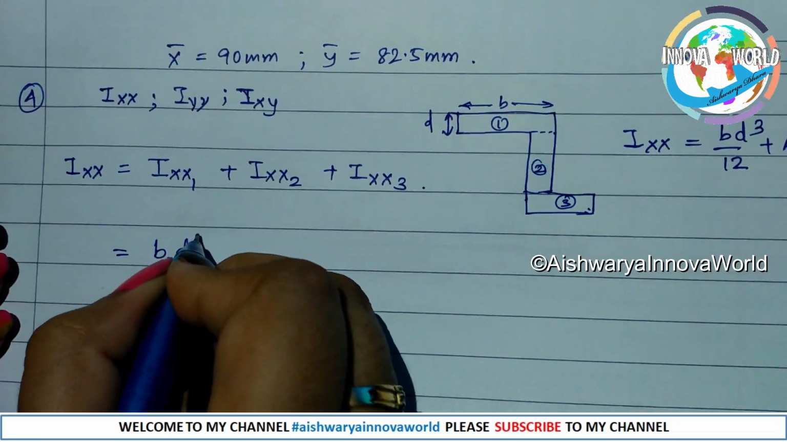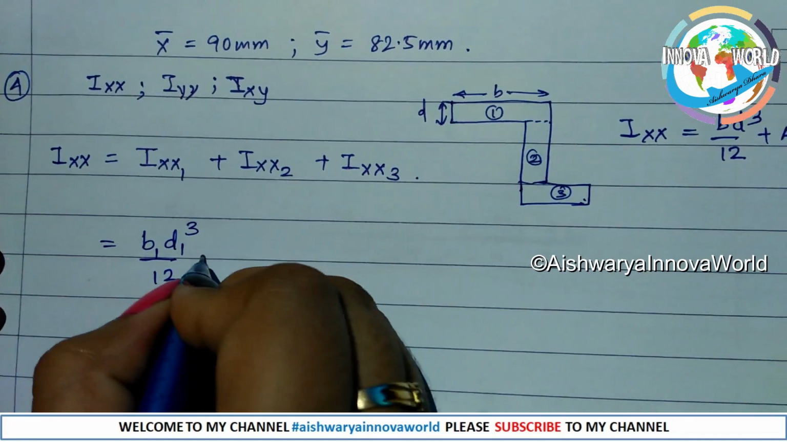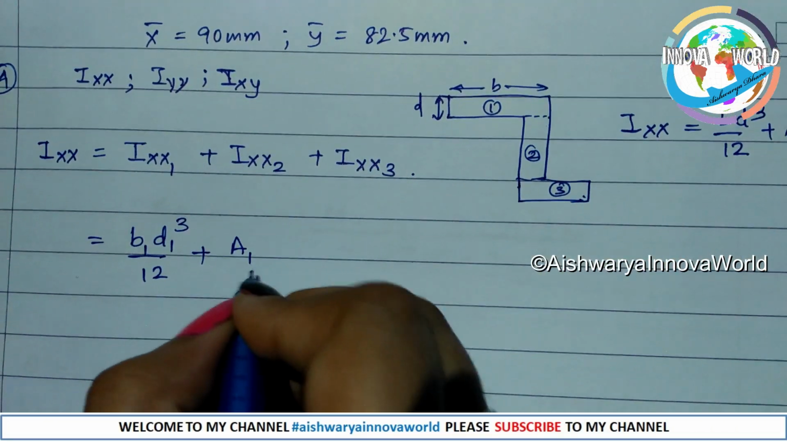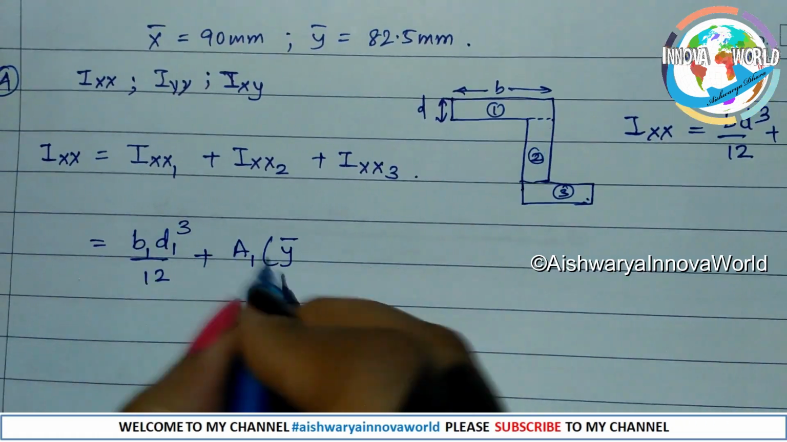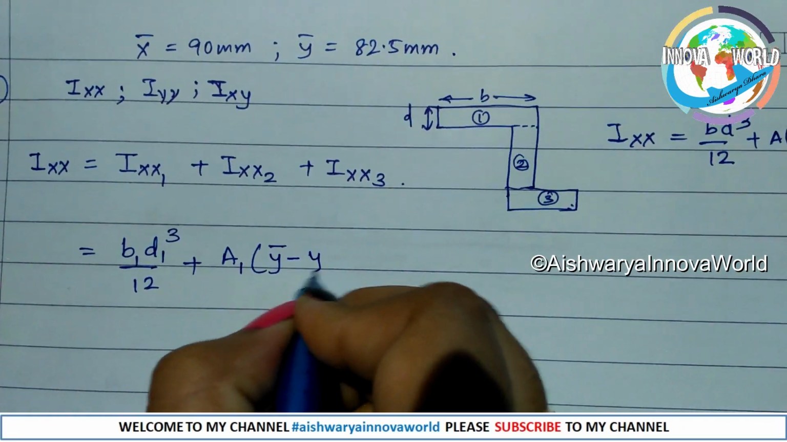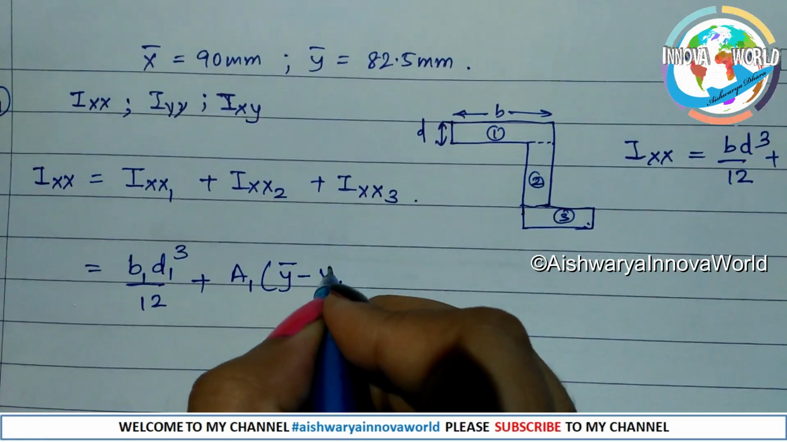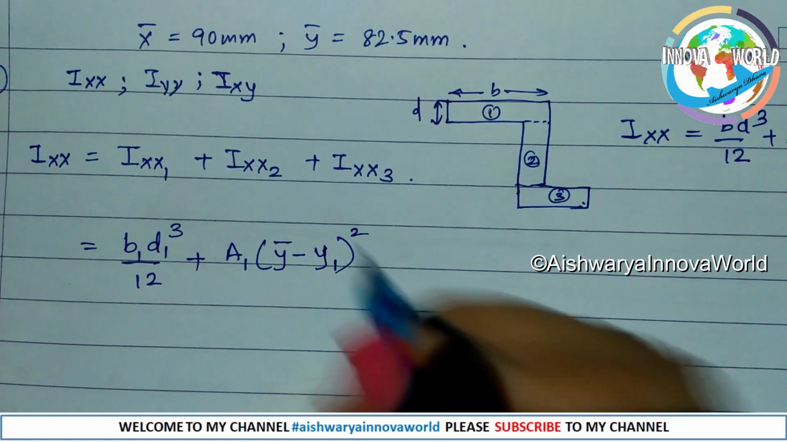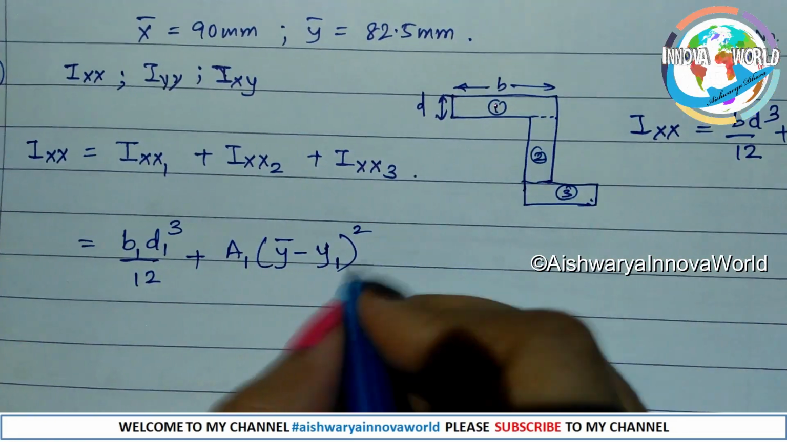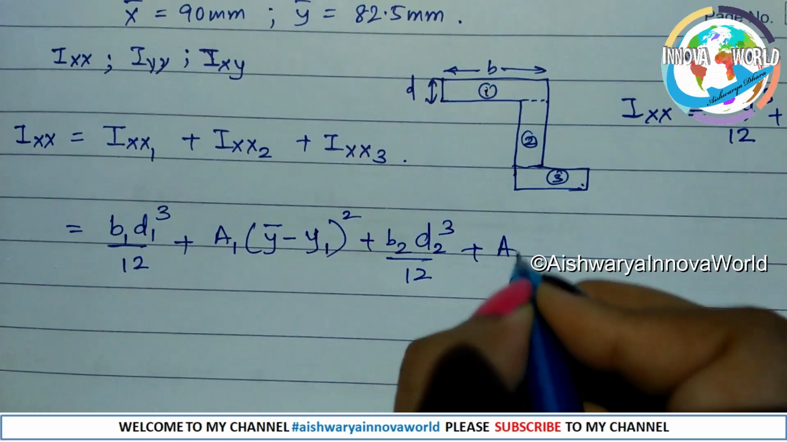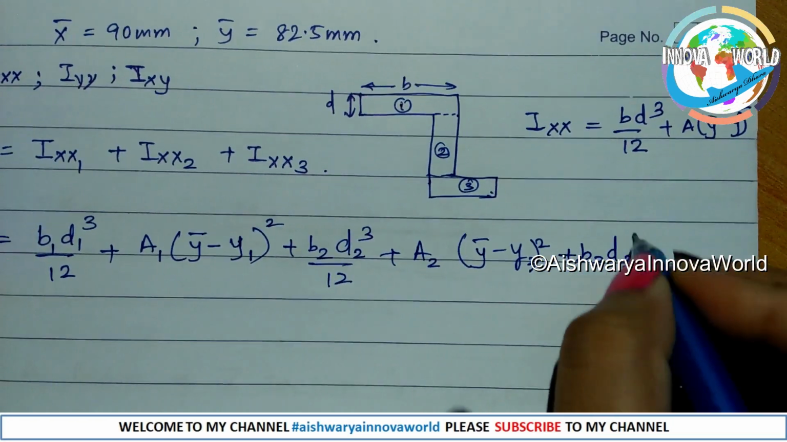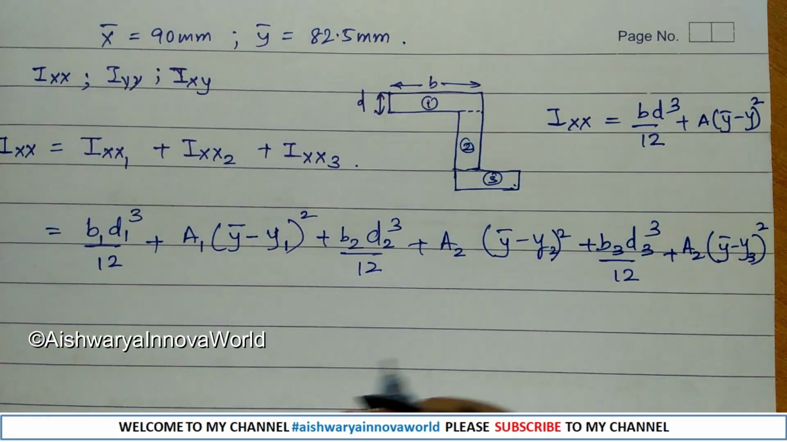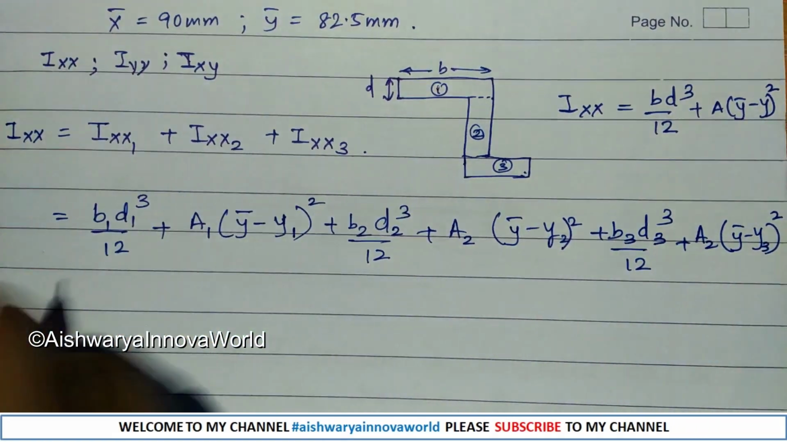b1 d1 cube by 12 plus a1, because I'm finding for node 1. So area 1, y bar is the centroid value, y bar minus y1, the centroid for this node 1, square. Similarly, you have to write for the other two. Now substitute the values. Follow the table which you have already written.